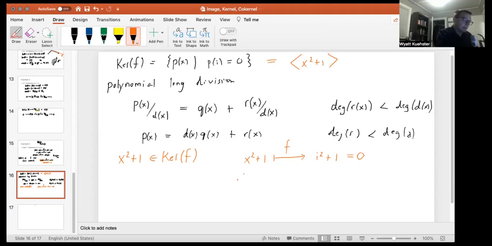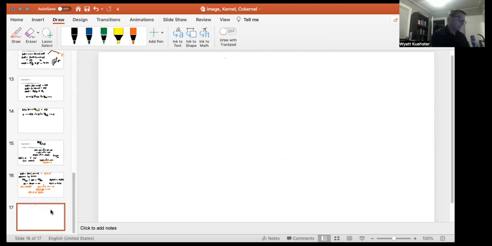So that implies that if I take x squared plus 1 times any polynomial q of x, that also maps to 0. So the ideal generated by x squared plus 1, meaning any of the polynomials with x squared plus 1 as a factor, they all map to 0. So the ideal generated by this is contained in the kernel of f. But then we want to show also that the kernel of f is contained in the ideal generated by x squared plus 1. And to do that, we need the division algorithm.